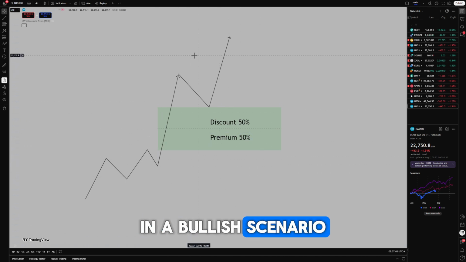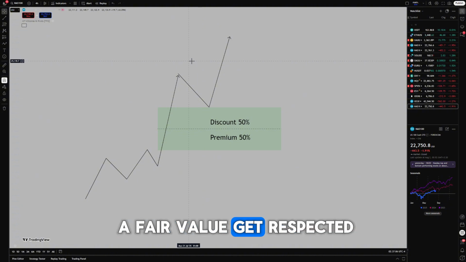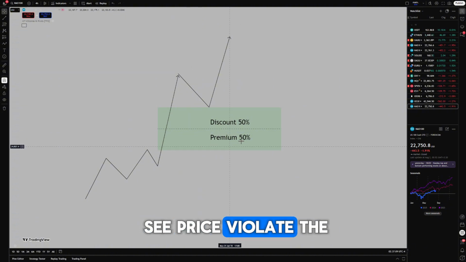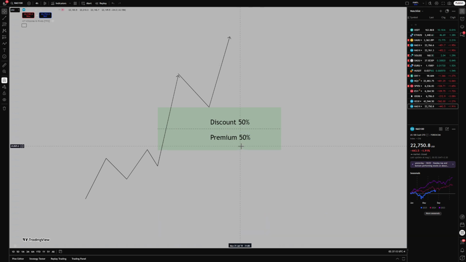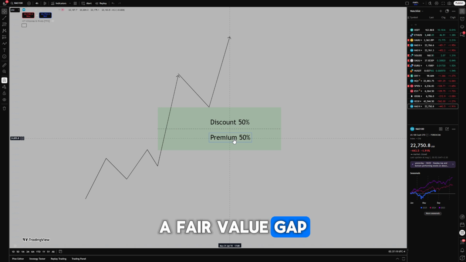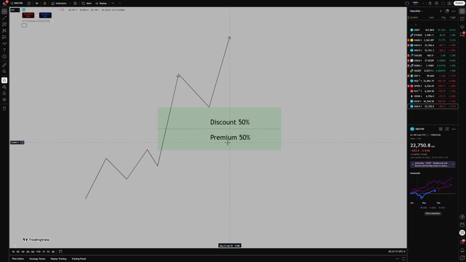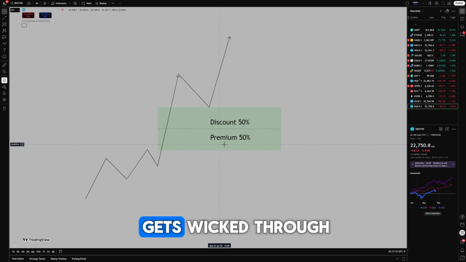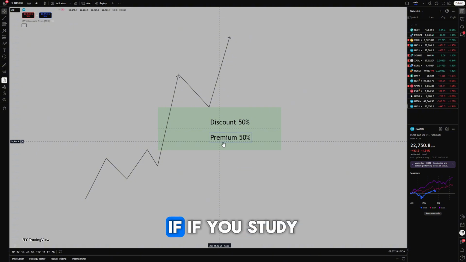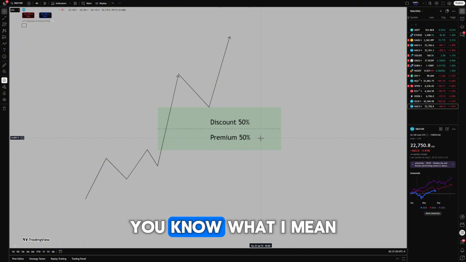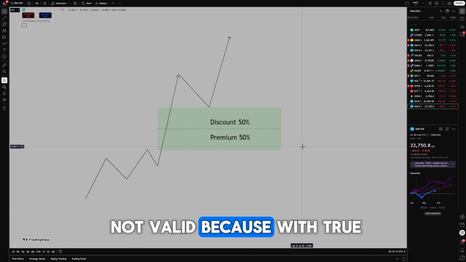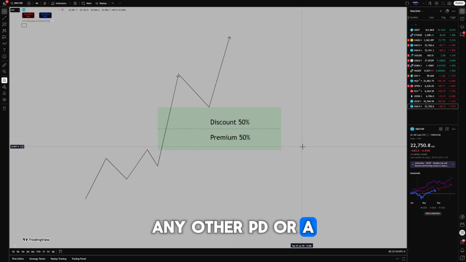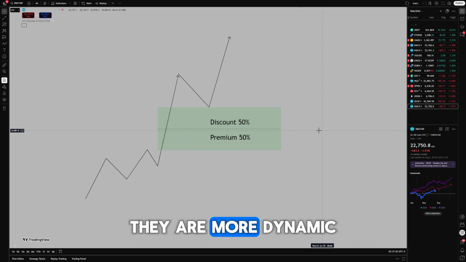In a bullish scenario, if we want to see a fair value gap get respected, we do not want to see price violate the lower 50%. Now, a fair value gap can be wicked through. It is one of the only areas that can be wicked through, okay? For example, if an order block gets wicked through, it is no longer valid. If you study a little bit of ICT concepts, you know what I mean. A breaker block is not valid if it gets wicked through. Any other PD array, it's not valid, but fair value gaps are different. They are more like a zone than just a PD array. That's just a static PD array. They are more dynamic.